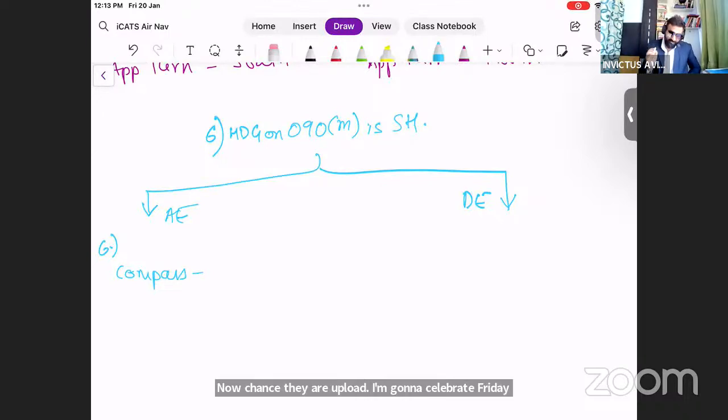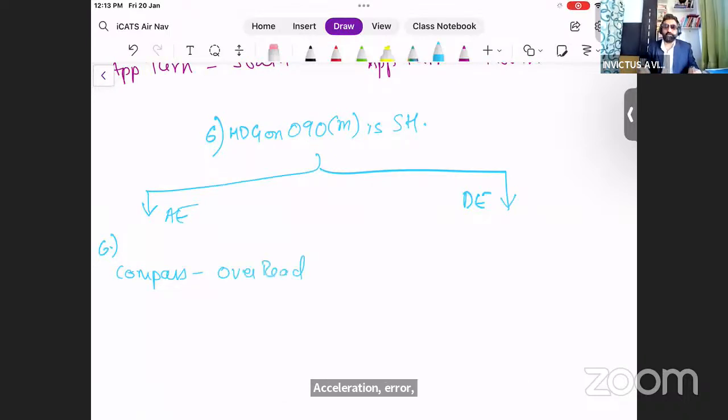Very good. Heading 090 magnetic in the southern hemisphere, acceleration error, compass will overread. Everybody's got it right, 100%.